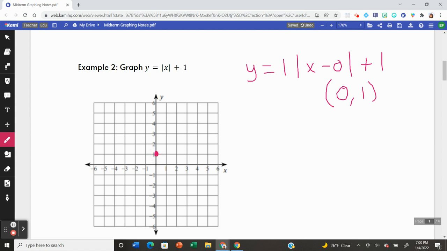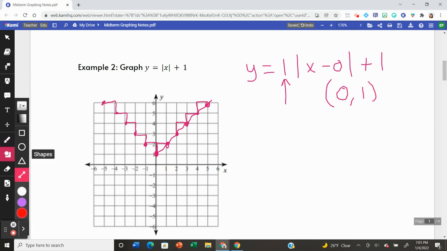From there, recall from the last problem that our a value tells us the direction in which we move. From that vertex, we can go up 1 and over 1 to get to the next point, and just keep moving, up 1, over 1, up 1, over 1, till we get this side of our graph. I'll use a straight edge in a moment. We're going to do the same in the opposite direction. Start again at your vertex: up 1 and left 1, up 1, left 1, and so on. So now let's go ahead and use that straight edge.